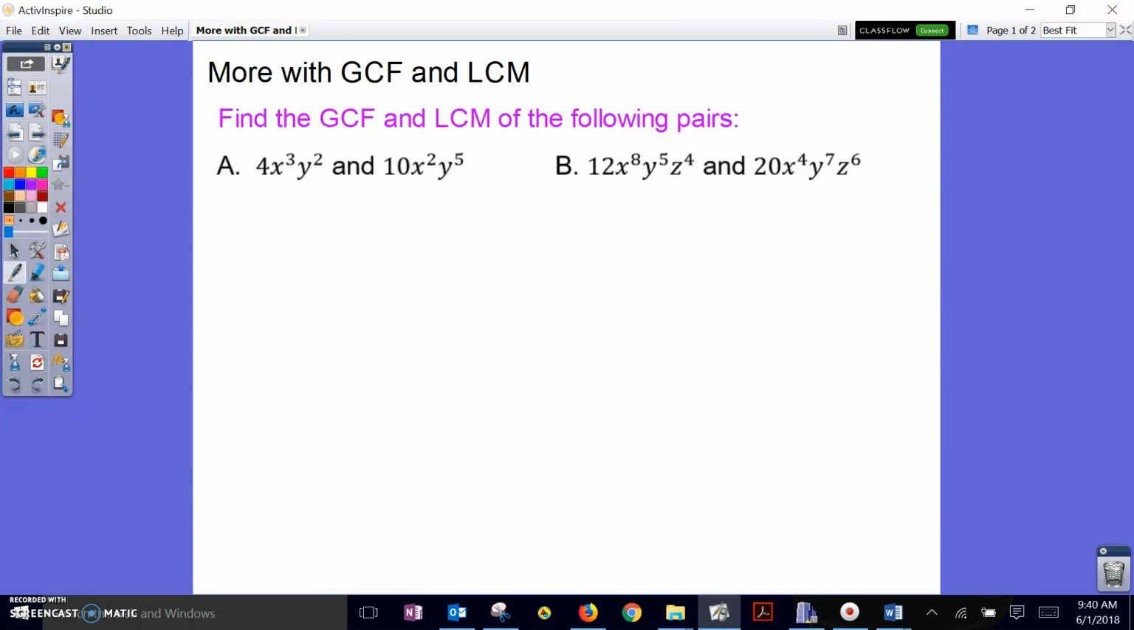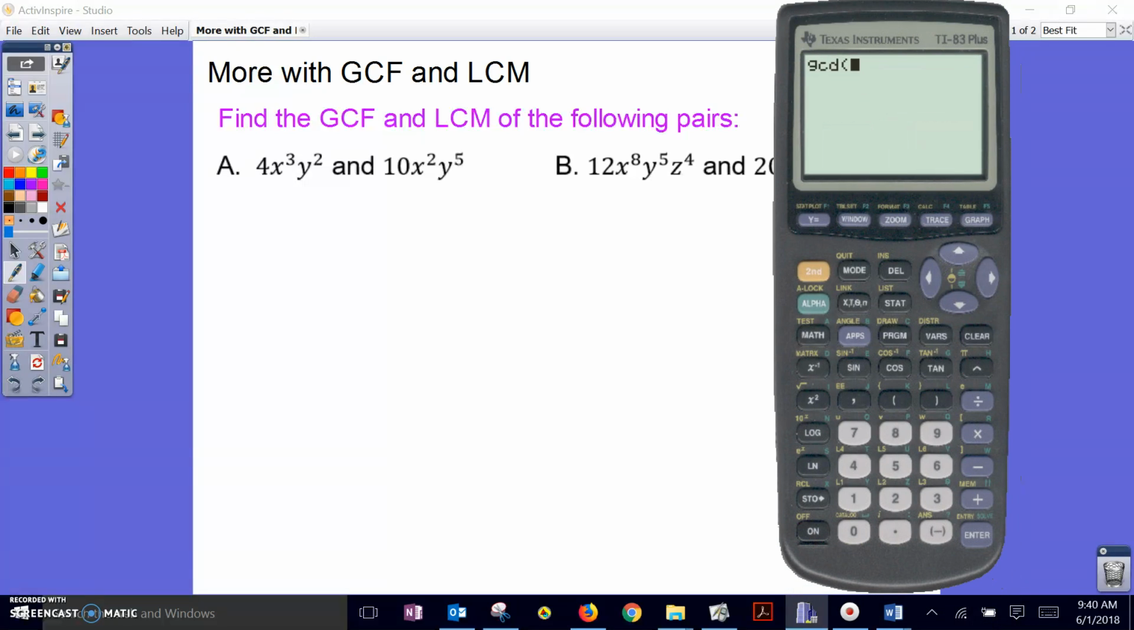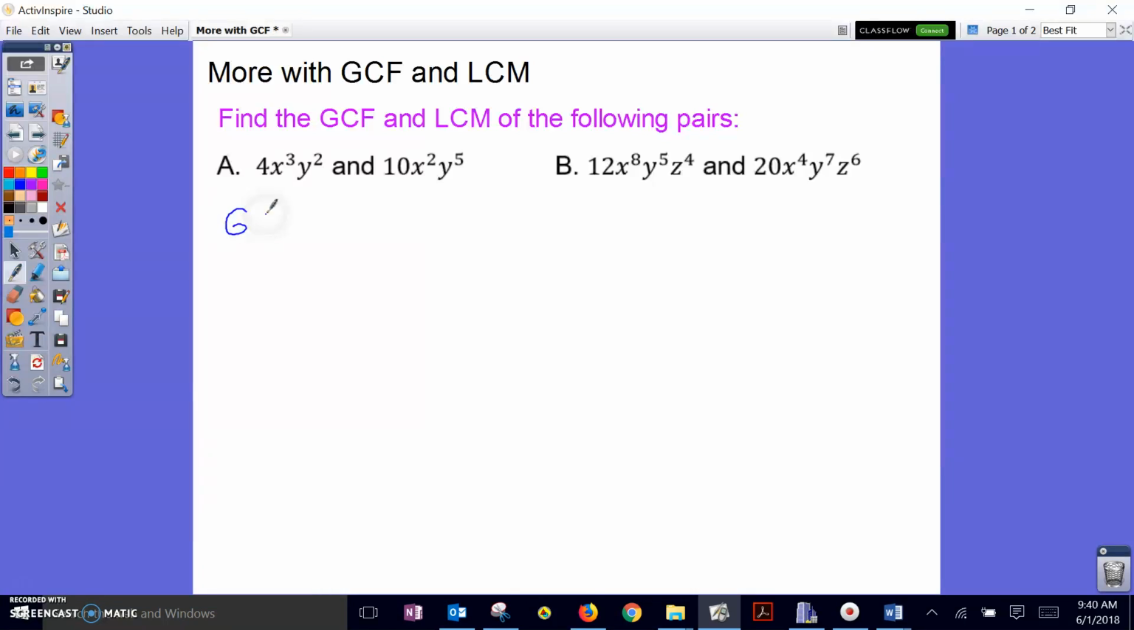We'll start with the first one, 4x to the third y squared and 10x squared y to the fifth. First, I'm going to go ahead and find the numerical portion of my GCF. I want to take that for 4 and 10, and I get that the numerical portion is 2. That's smaller than the numbers. That should be my reminder. Take the smaller power of the variables.